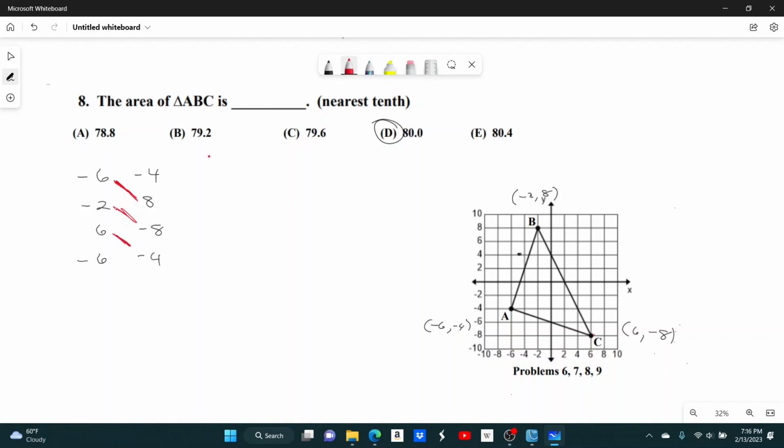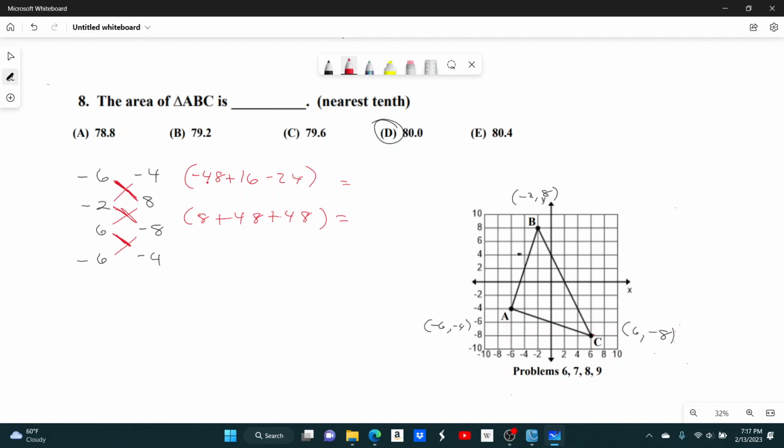So what you do is you multiply all these and add them all together. So -6 times 8 is -48. -2 times -8, that's +16. And 6 times -4, well, that's -24. Okay, now what you do is you go the other way. This is why it's called shoelace theorem. You see these crosses kind of make a shoelace pattern. So now our other ones will be -4 times -2, which is +8. And then 8 times 6 is 48. And then -8 times -6, that's another 48.